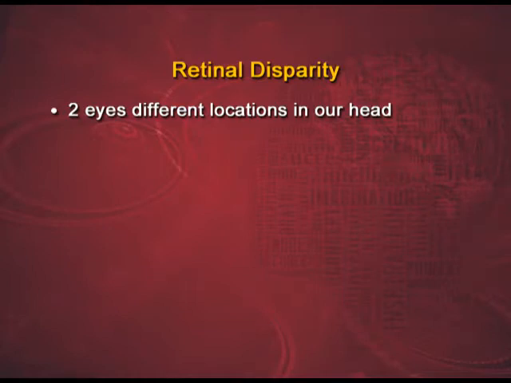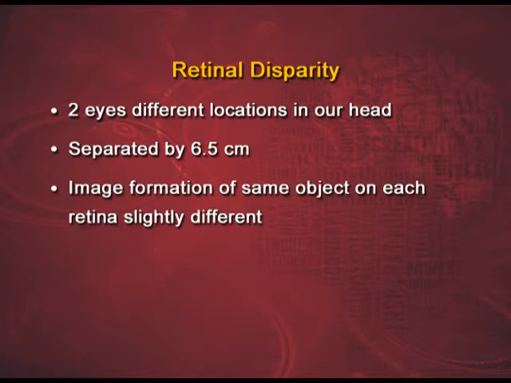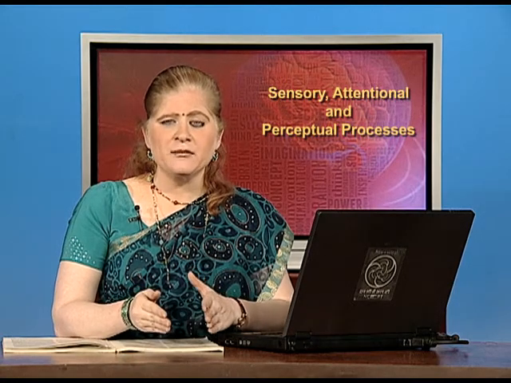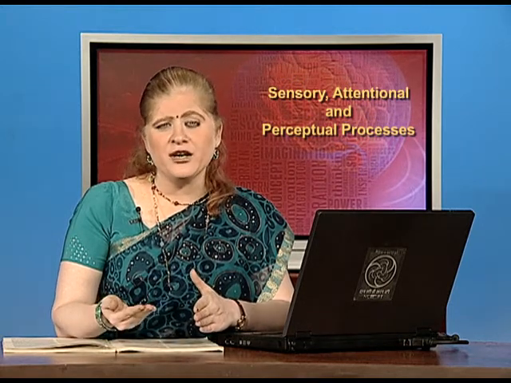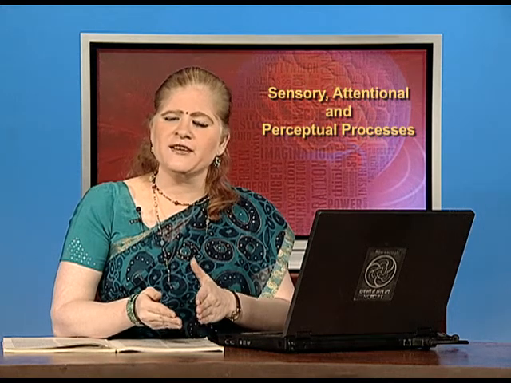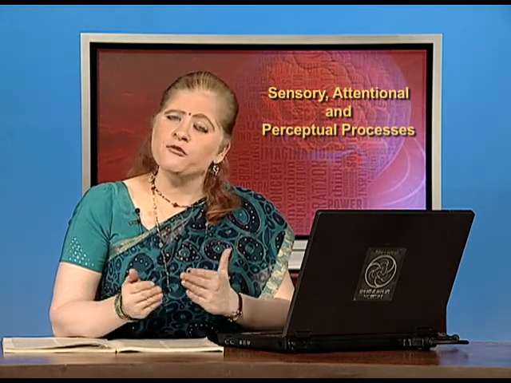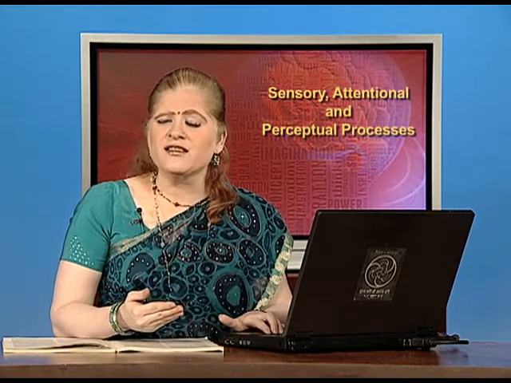Retinal disparity. By knowing the functioning of the eye, you very well know that both the eyes are located at different locations in our head. They are separated by a horizontal distance of about 6.5 centimeters. Hence, the image formation of the same object on both the eye retinas is slightly different. This difference is known as retinal disparity. The brain uses the information about the retinal disparity to perceive distance. If there is more disparity between the retinal images of both the eyes, then the objects are perceived to be far away. As the disparity decreases, the objects are perceived to be nearer. Thus, with the help of both the eyes and image formation on the retinas of both the eyes, you are able to perceive distances and depths.